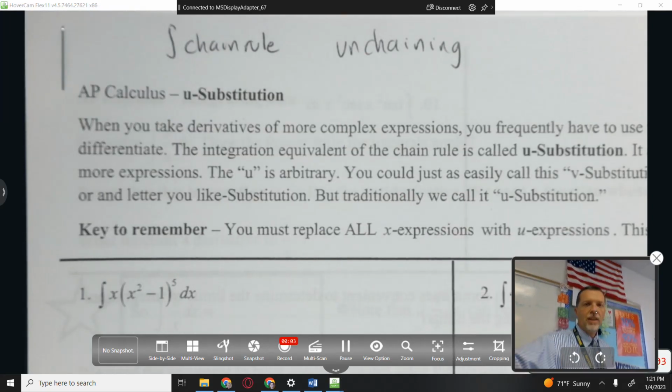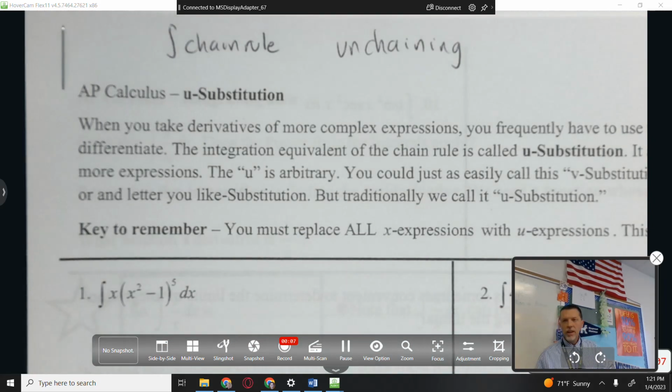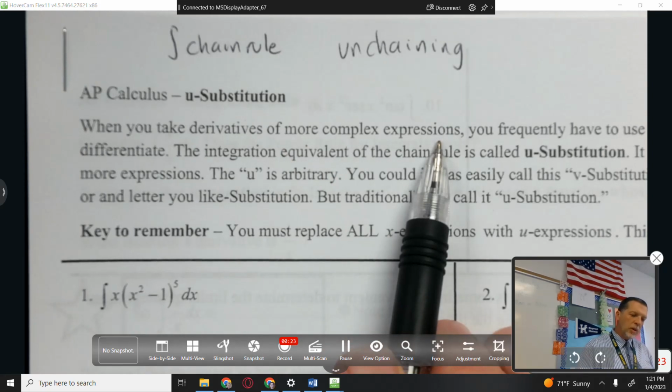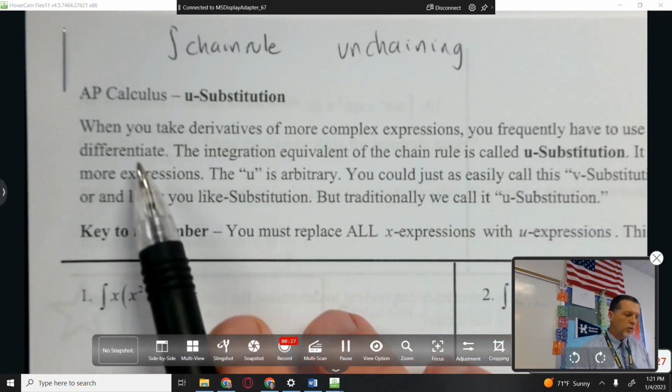Today we're going to take antiderivatives of things that are the result of chain rules. And the more you do, the better you get at this. Initially, it's really hard to see how things came about. The more practice you get, you start to recognize what's going on. When you take derivatives of more complex expressions, again, that was the warm-ups, you frequently have to use the chain rule to differentiate.